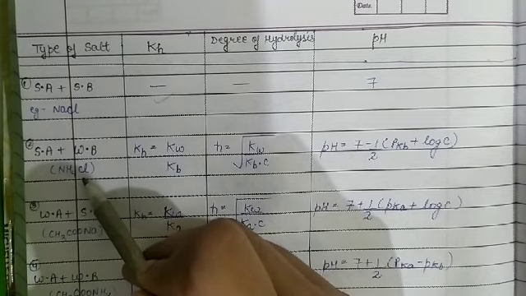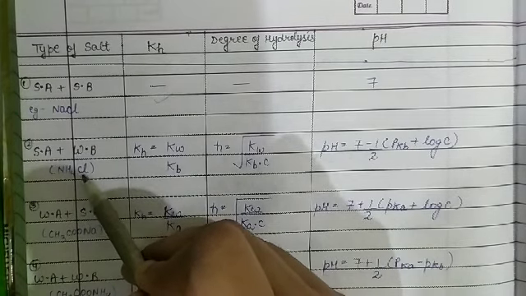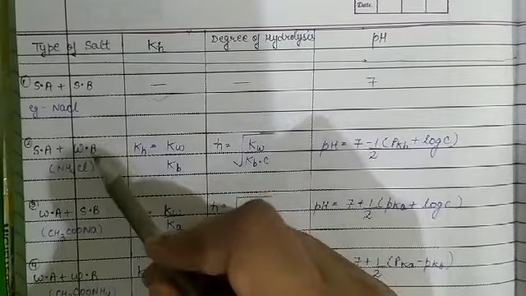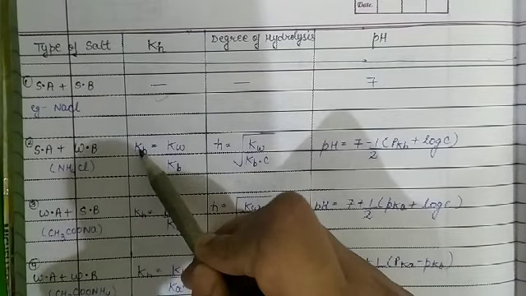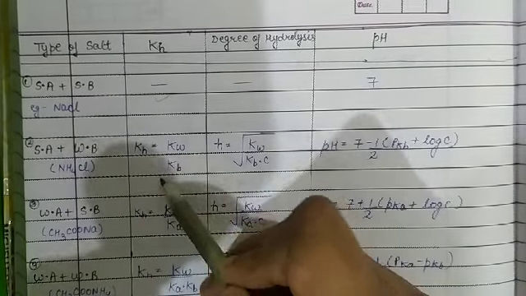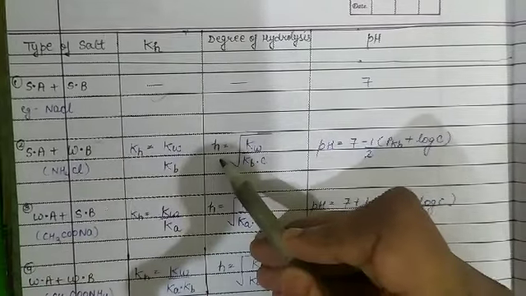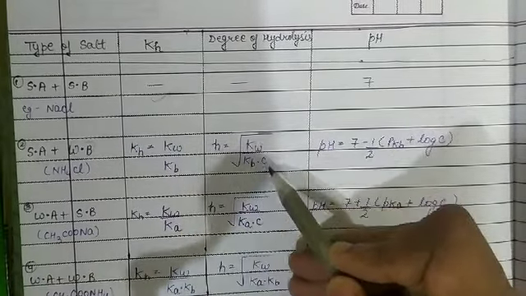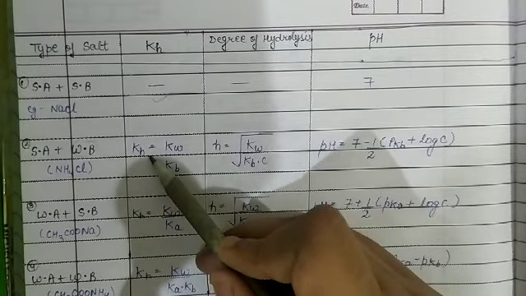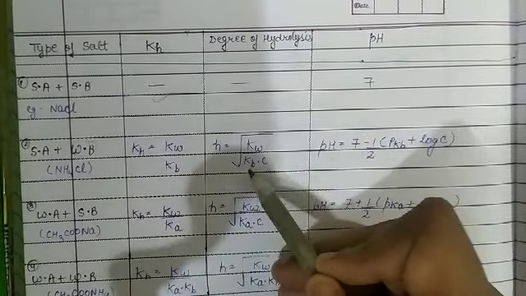See the next type of salt, which is the salt of strong acid with weak base. For example, NH4Cl. NH4OH is a weak base and HCl is a strong acid. In this case the weak part is base, therefore Kh is equal to Kw divided by the weak part, which is base, therefore Kw upon Kb. The degree of hydrolysis will be under root of Kh upon C, and the value of Kh is Kw upon Kb.